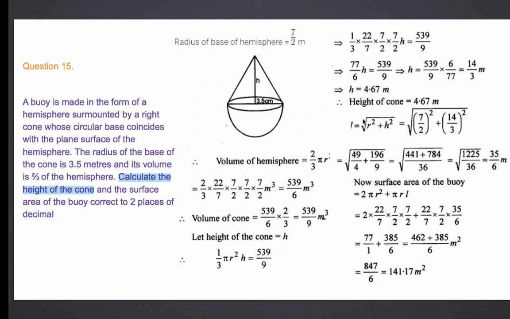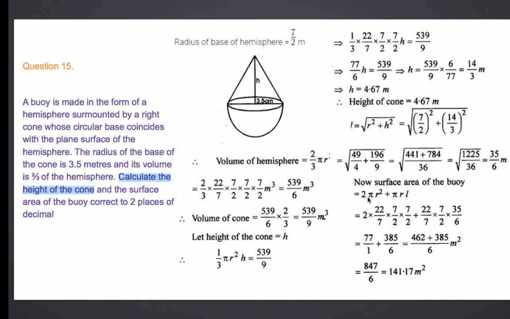Fine. Radius of the cone is 3.5, or I can take 7 by 2 also. Height of the cone we calculated as 4.67, or I can take 14 by 3 also. So what I get is the square root of this value, which is 35 by 6 meter, or in decimals you can also calculate the same. Fine. So the slant height is 35 by 6 meter.